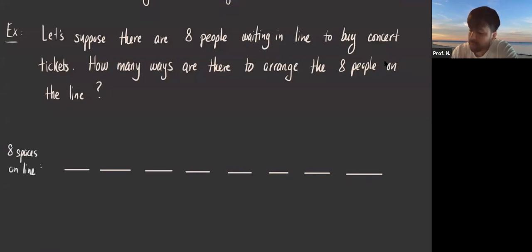And so, of course, we're going to say this is the first, right? Whoever's first, this is second, so on and so forth. And this is the last. This is the person in the final position of the line. And then we have 8 people to choose from. So for each space, we have 8, because we have 8 people on the line, we have 8 spaces, right?